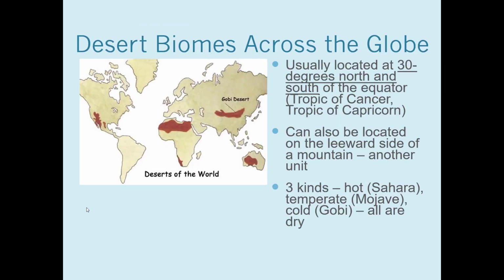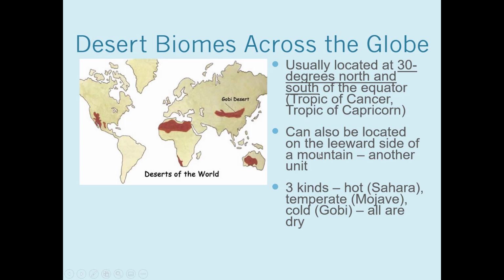Okay, deserts. Deserts are usually found at 30 degrees north and south of the equator. So the equator is right here. They're found up here and down here. You need to know that the Tropic of Cancer is what we call the 30-degree line up here in the northern hemisphere, and the Tropic of Capricorn is what we call the 30-degree line in the southern hemisphere. So go back to your globe and label those.